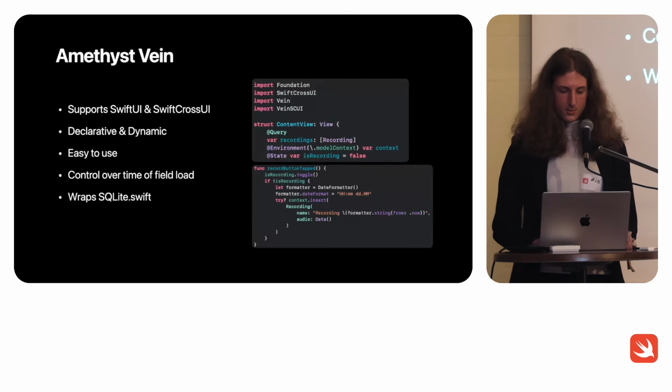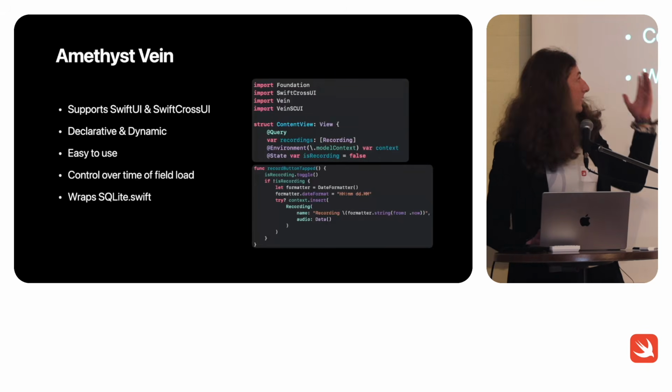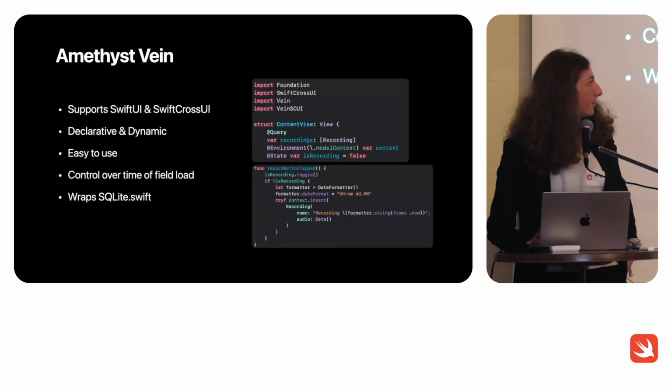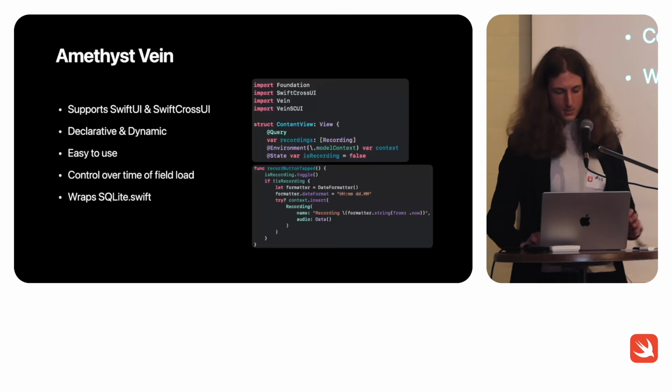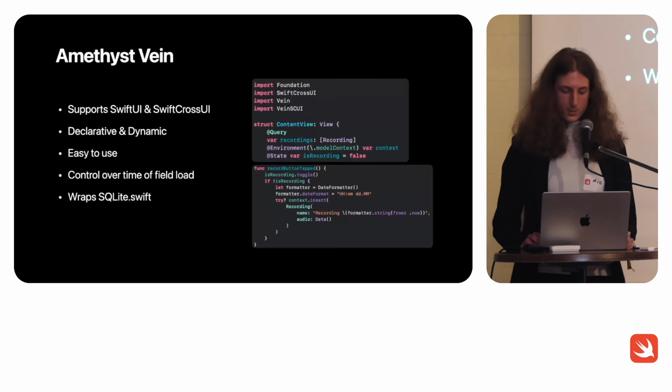It's pretty easy to include in your app with like the query property wrapper, and you also get the model context just through the environment, similar to SwiftData. But you also have a bit more control in some places. For example, you can control when you want a field to be loaded by declaring it as field or lazy field. And it wraps SQLite.swift instead of wrapping Core Data on Apple platforms.